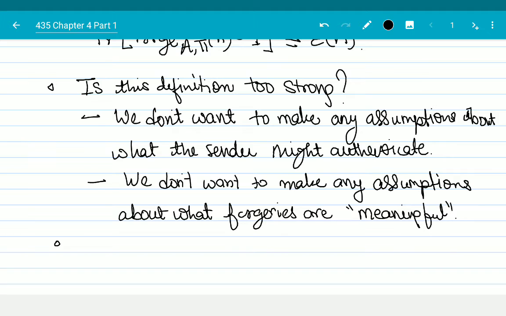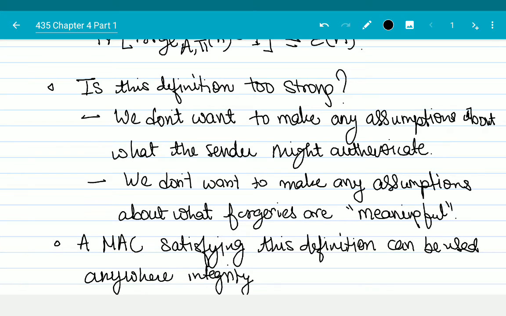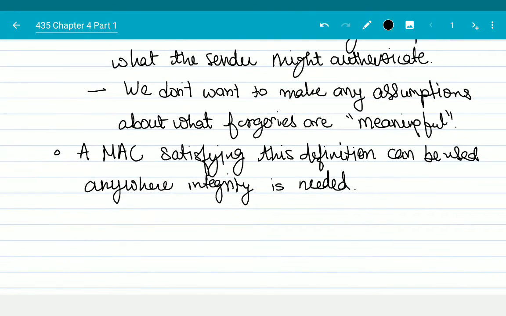So a MAC satisfying this definition can be used anywhere integrity is needed. We don't need to change the definition of our scheme for everything. We can just use this for everything. Okay.